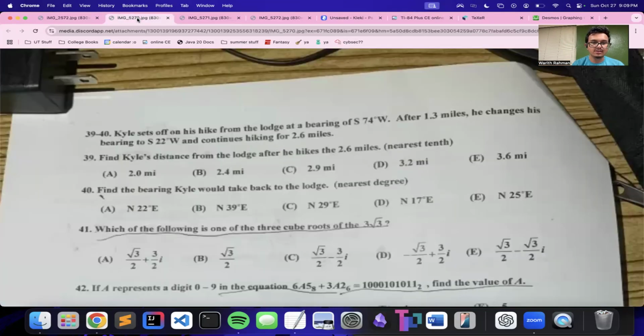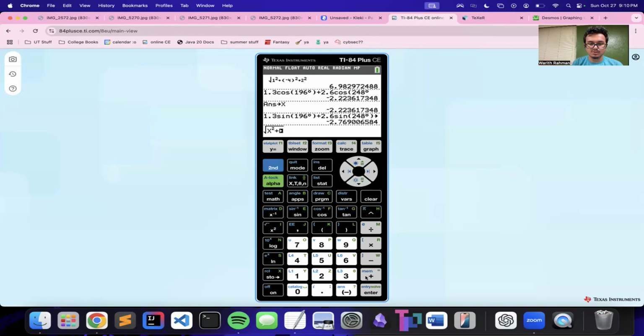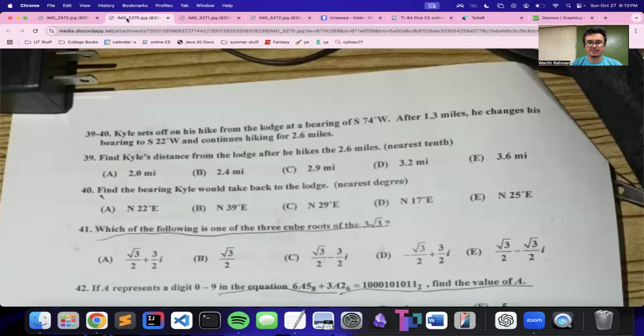So then to find the distance from the lodge, think about it. He starts at the lodge, so he starts at some origin. That's what we're considering this as. So then the square root of x squared plus y squared gives us 3.55, 3.6 miles as the total distance.